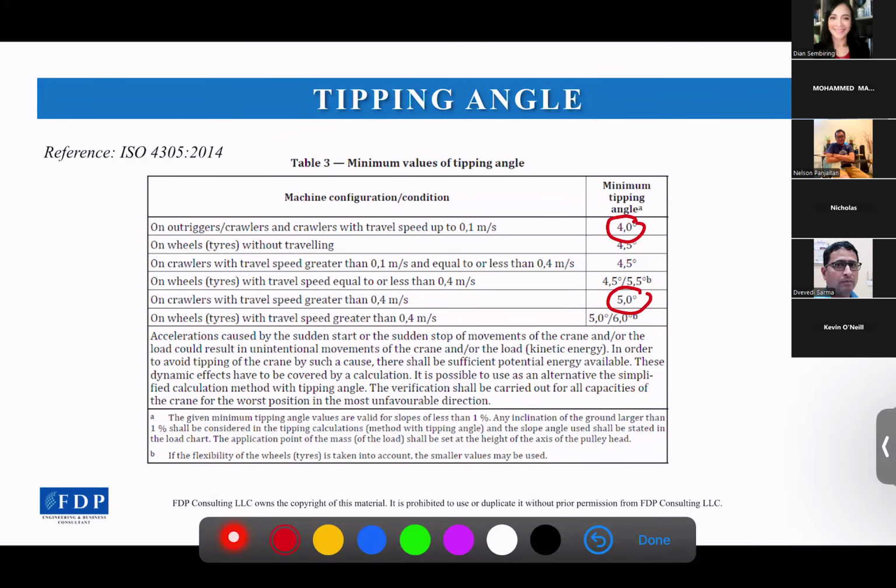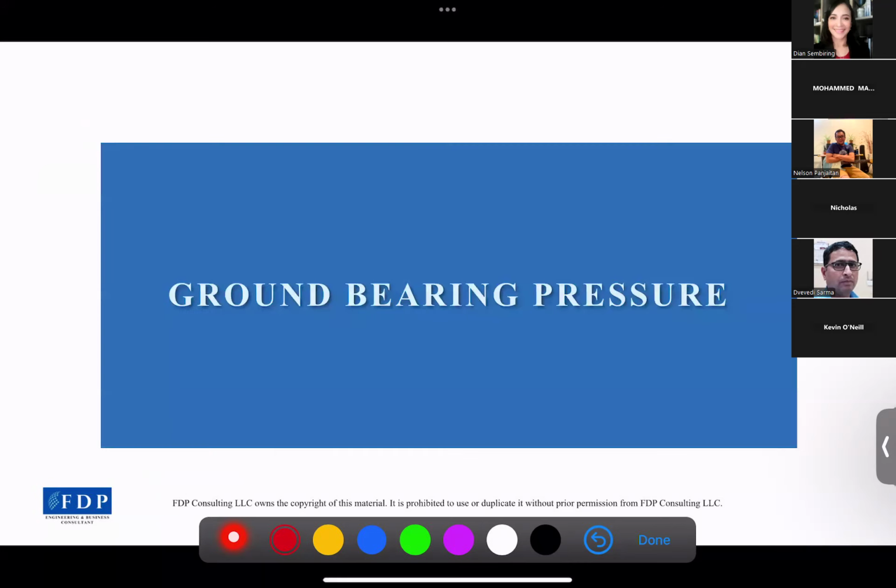That's showing us that the bigger tilting angle will be more critical than the smaller one. So is there any question up until here? If no question, let's continue with the ground bearing pressure.